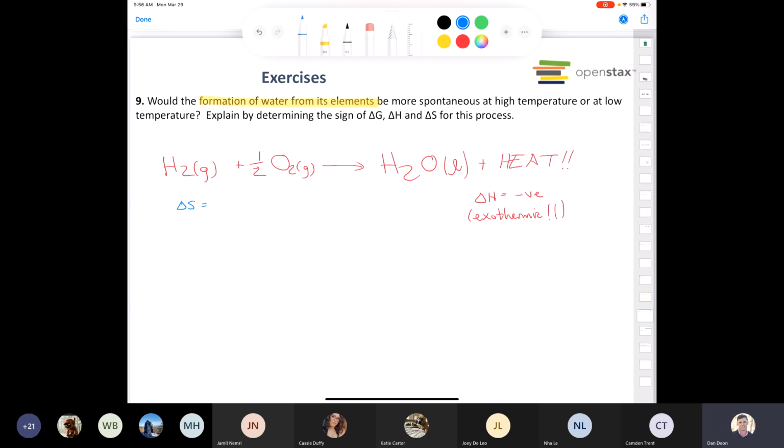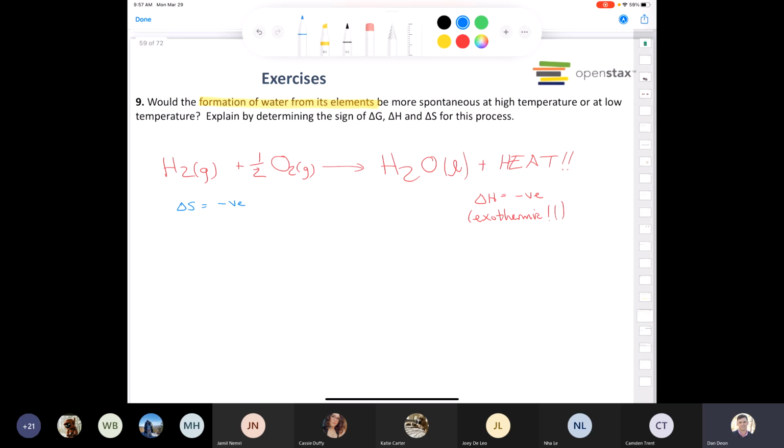What about delta S for this reaction? I'm taking some gases, one mole of a gas combined with half a mole of another gas, and I'm making one new molecule, and it's a liquid. Would the delta S be positive or negative for this reaction? Am I getting an increase or decrease in entropy based off of your intuition? Yeah, big time. It's definitely a decrease, right?